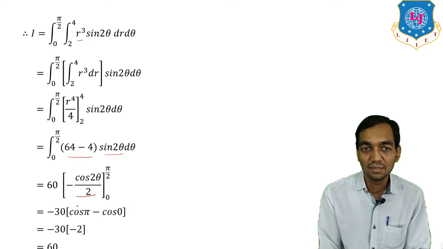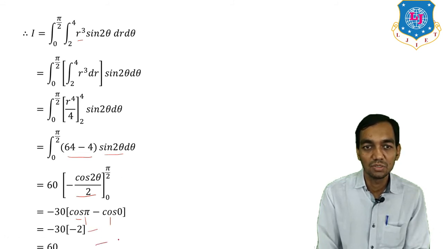But cos pi has a value of minus 1 and cos 0 has a value of 1. So minus 1 minus 1 will give you minus 2, and that will give you the final answer. Minus 30 into minus 2, and that will give you the answer 60 for the given integration, because minus into minus will be a plus.